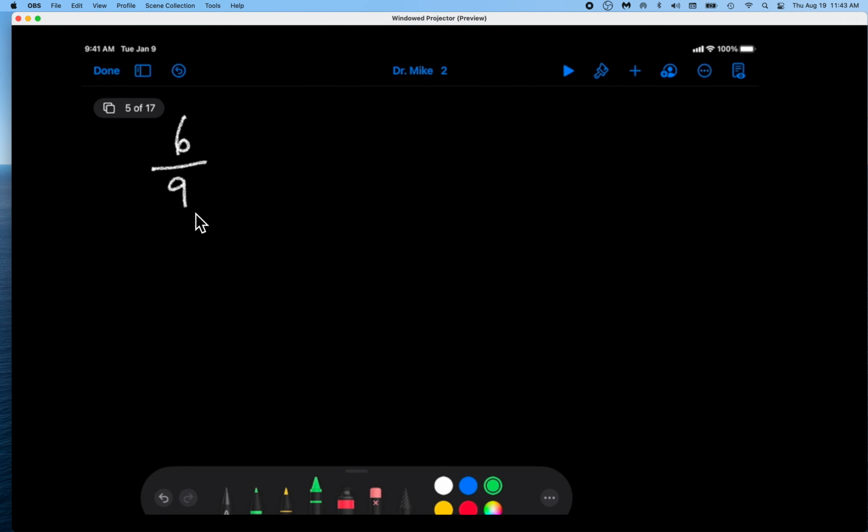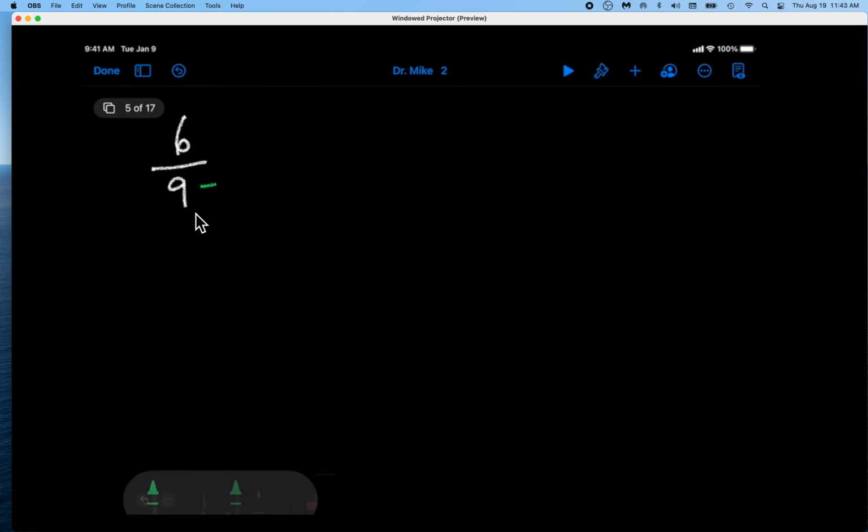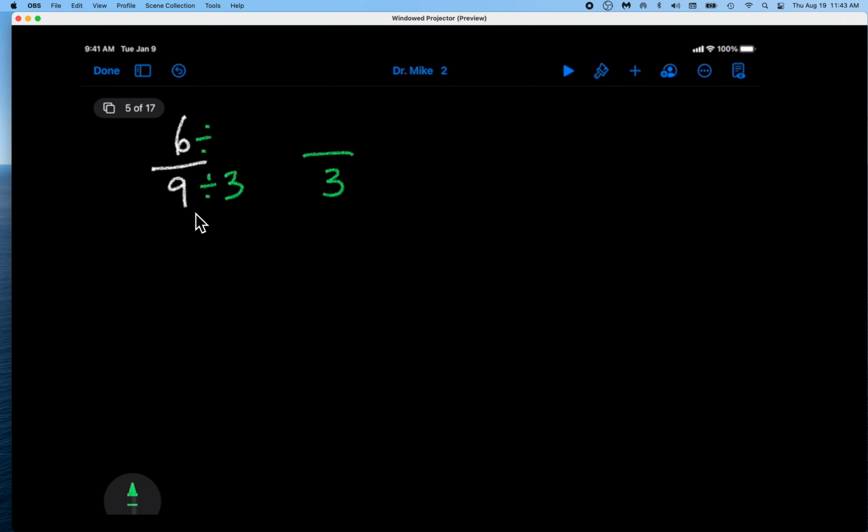So let's do 9 divided by 3. That's going to give us 3. 6 divided by 3 is going to give us 2. Final answer. Can't get any smaller than this.